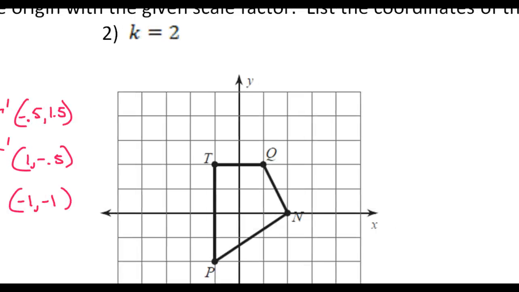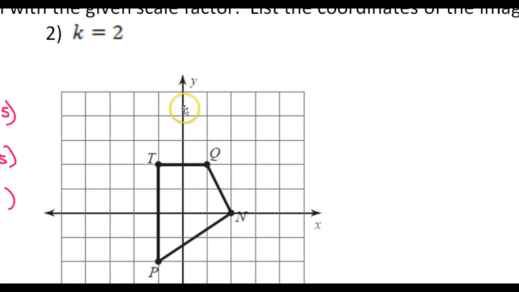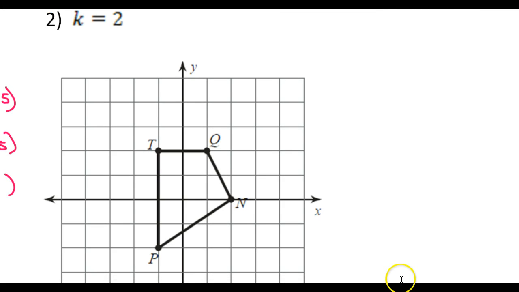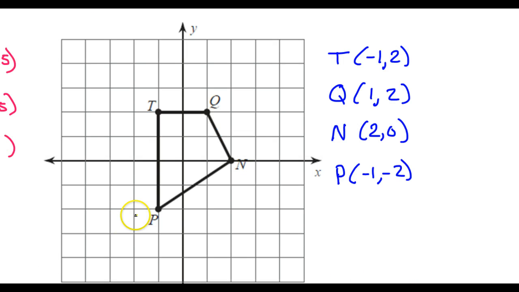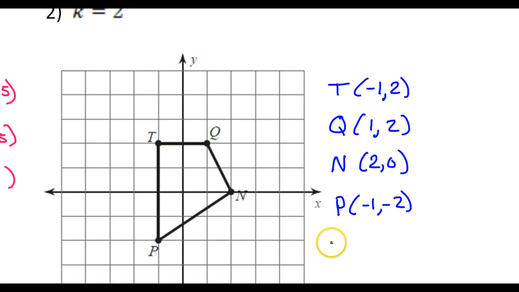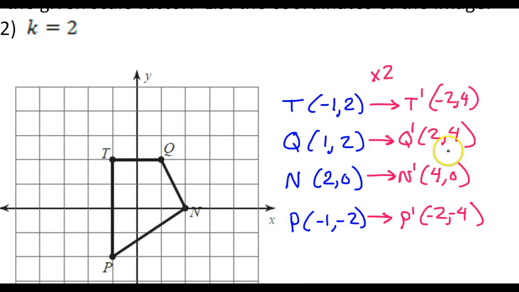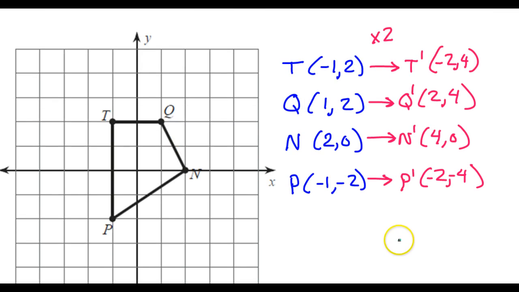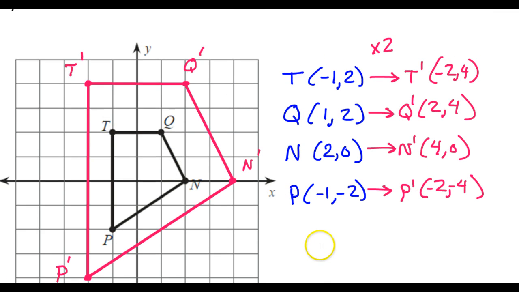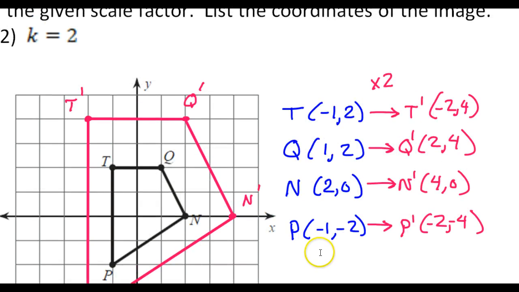Okay, let's do the same thing for problem number 2. This time we have a scale factor of 2. Alright, here are the coordinates of the original points. Since the scale factor is 2, I can get the image under this dilation by multiplying all of these coordinates by 2. So these would be the coordinates of the image. So then we just plot them. Alright, and that is what it should look like for problem number 2.